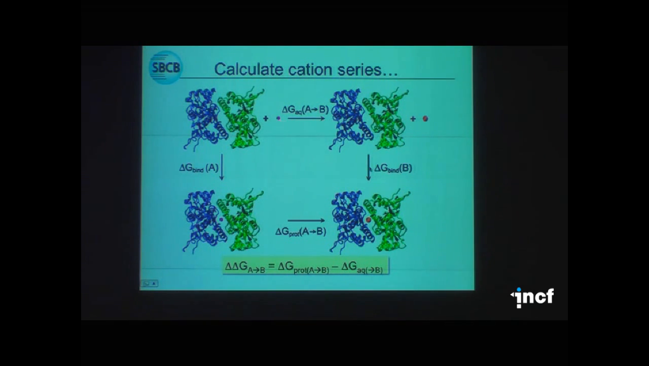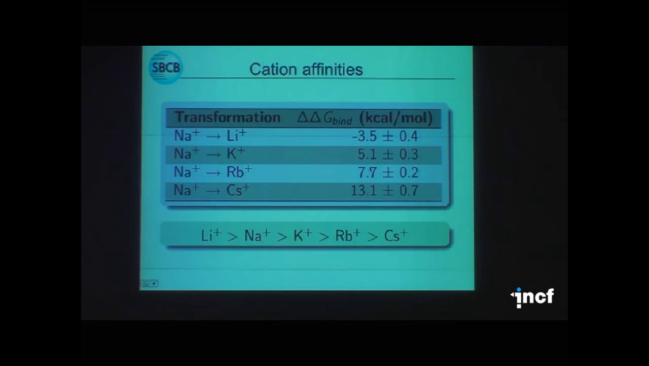The idea is that you calculate the energy alchemically. This is something you can't do in the lab, but you can do this computationally. You calculate the free energy that it takes to convert an ion from, let's say, a sodium into a potassium ion, and you do the same calculation basically in the protein. So this is in the solvent and this is in the protein. You can then solve this thermodynamic cycle, and you therefore get out relative free energies of the different ions. And if you do that, then you end up with a relatively straightforward cation affinity series.